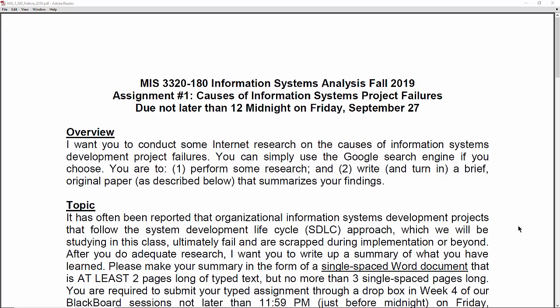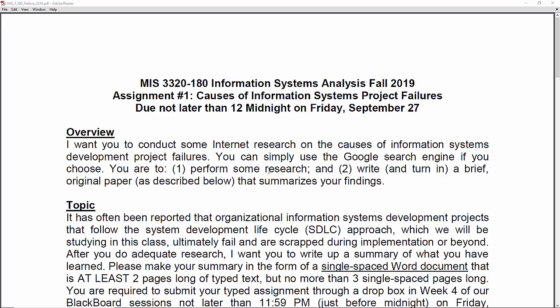So let me provide some detail about the requirements for completing assignment number 1, Causes of Information Systems Project Failures. This assignment is due not later than 11:59 p.m., a minute before midnight, as it states down here in the assignment, on Friday, September 27th.